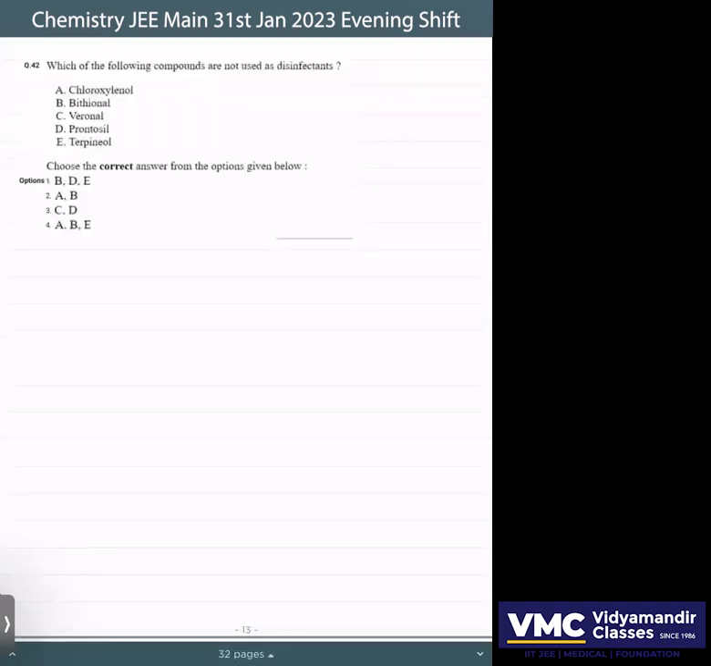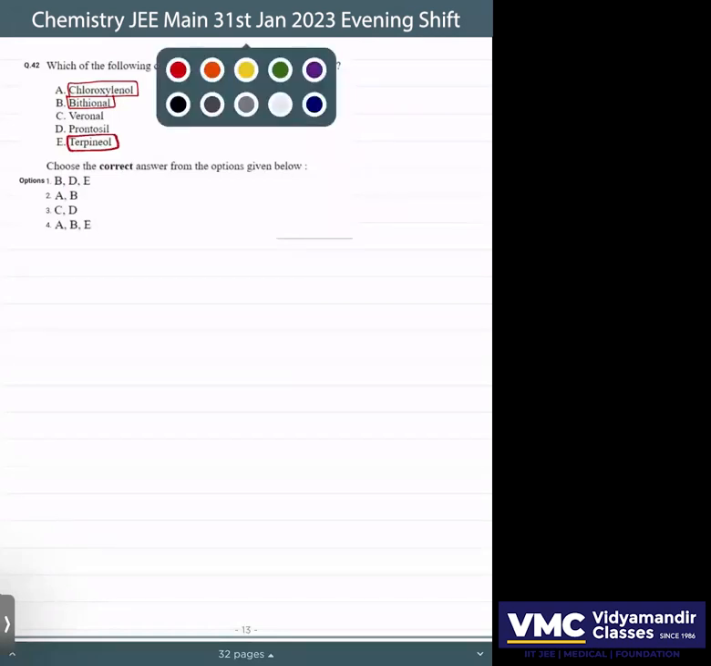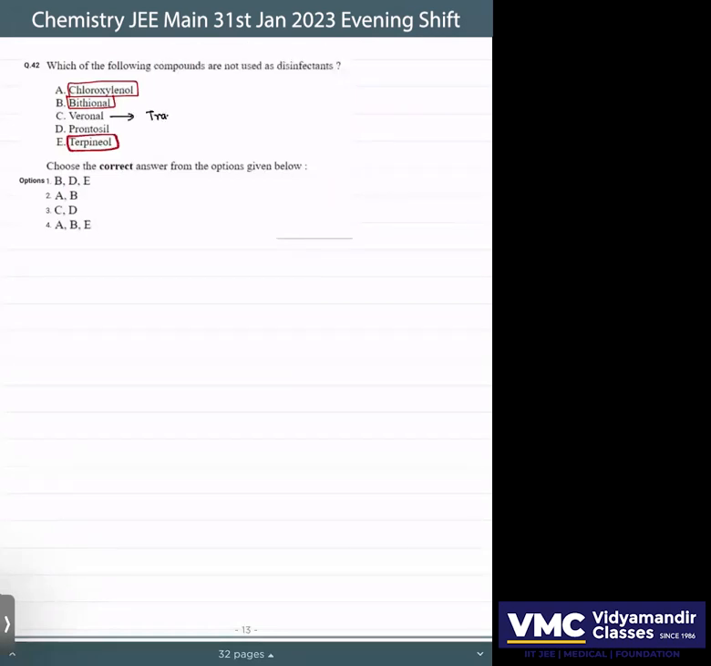Next question, which of the following compounds are not used as disinfectants? See, chloroxylenol, bithionol, and terpineol, they are antiseptics. Whereas Veronal, this is a tranquilizer. And Prontosil is an antibiotic. So the ones not used as antiseptics or disinfectants are C and D. So the answer will be option third.